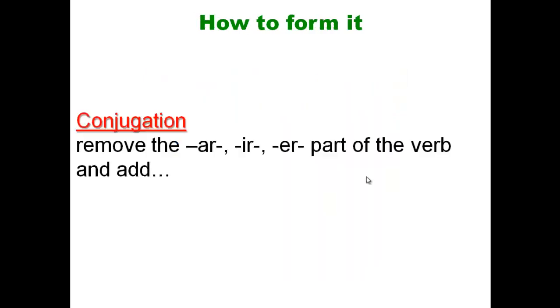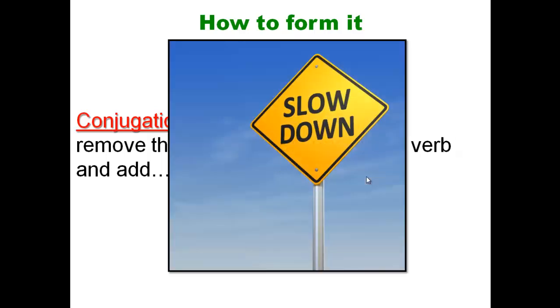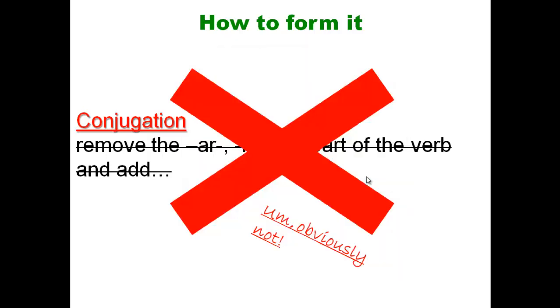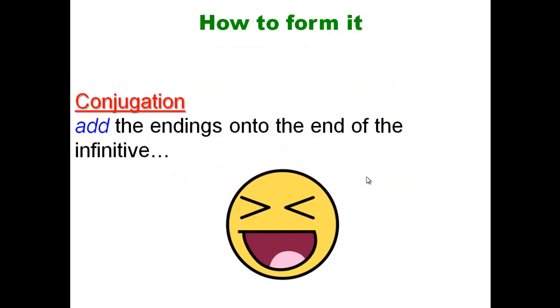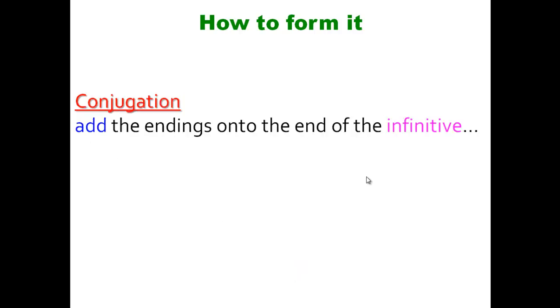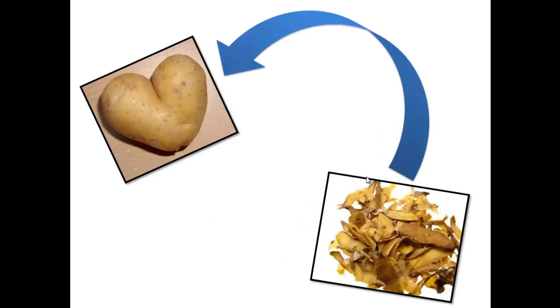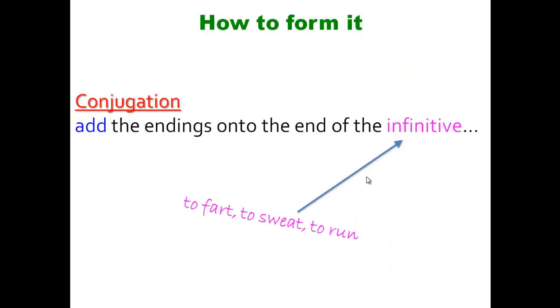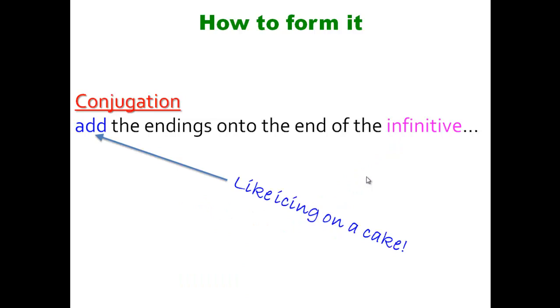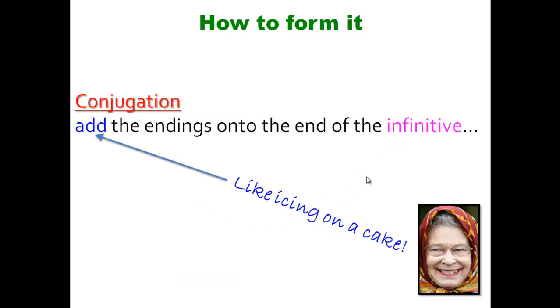So how do you form it? We've looked at when to use it, so now I'm going to look at how to form it. So you remove the AR, ER, IR part of the verb, and then you add, oh no you don't, catching you out there, pay attention. You don't remove things from the infinitive. You add things onto the end of the infinitive. So let's break this down a little bit. What's the infinitive? Remember, it's the to form of the verb. So not the I form, but the to form, the raw potato is what we're looking for. So it's not I eat, it's to eat. So to fart, to sweat, to run. And you're adding things on to the infinitive, all right? So you're piling things on top of all that goodness. You're not cutting it up.